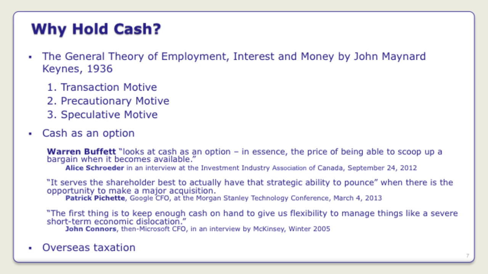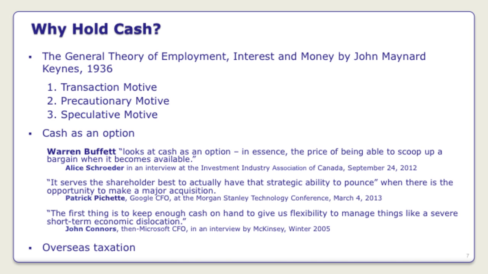So what do we know? As we learned in the general theory by Keynes, there's a transaction motive. Firms need cash during their ordinary course of business. And what does that say? It says that all else equal, economies of scale imply that larger firms will need a smaller percentage of cash to their sales.